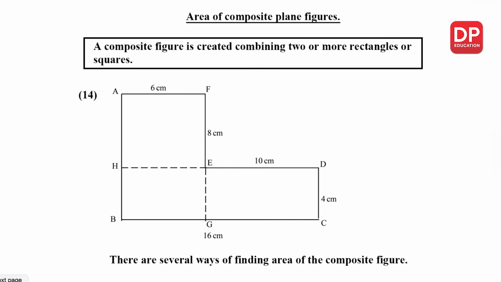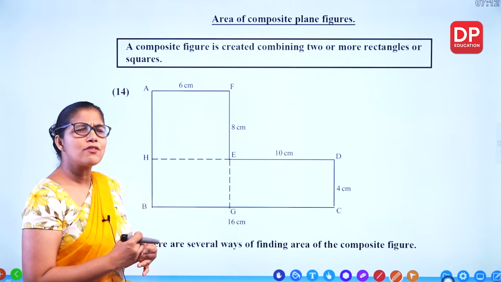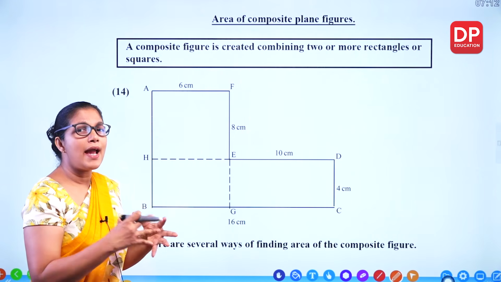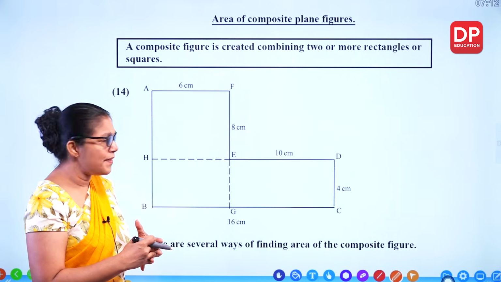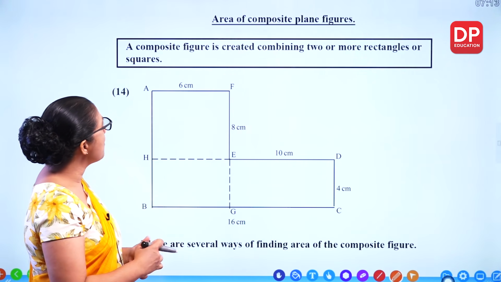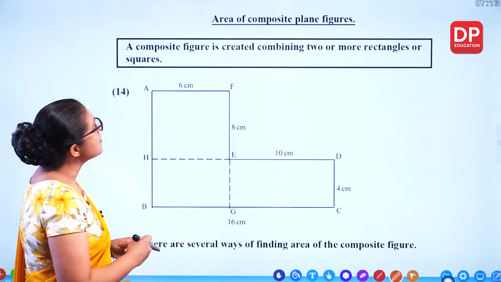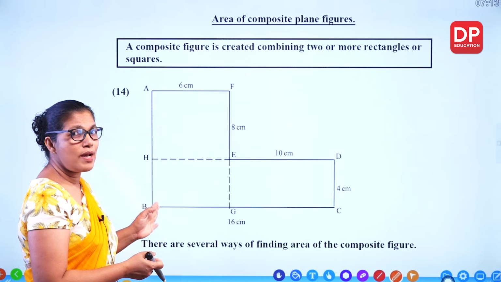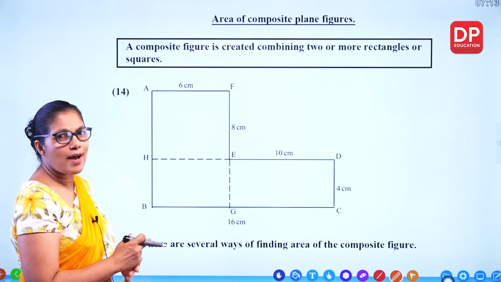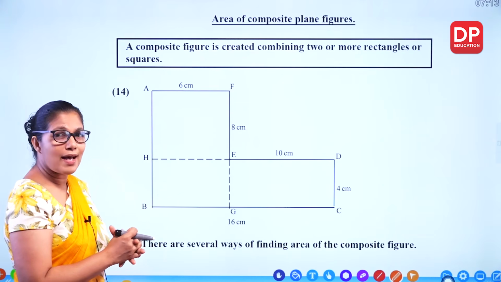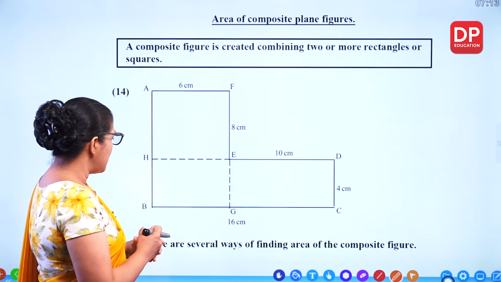Now we'll look at how we can find the area of composite plane figures. What does composite mean? Composite plane figures means combining two or more shapes together. So here, combining rectangles, you get this shape. A composite figure is created by combining two or more rectangles or squares. Here we are only discussing squares and rectangles in this lesson. So you will get combinations of squares and rectangles.